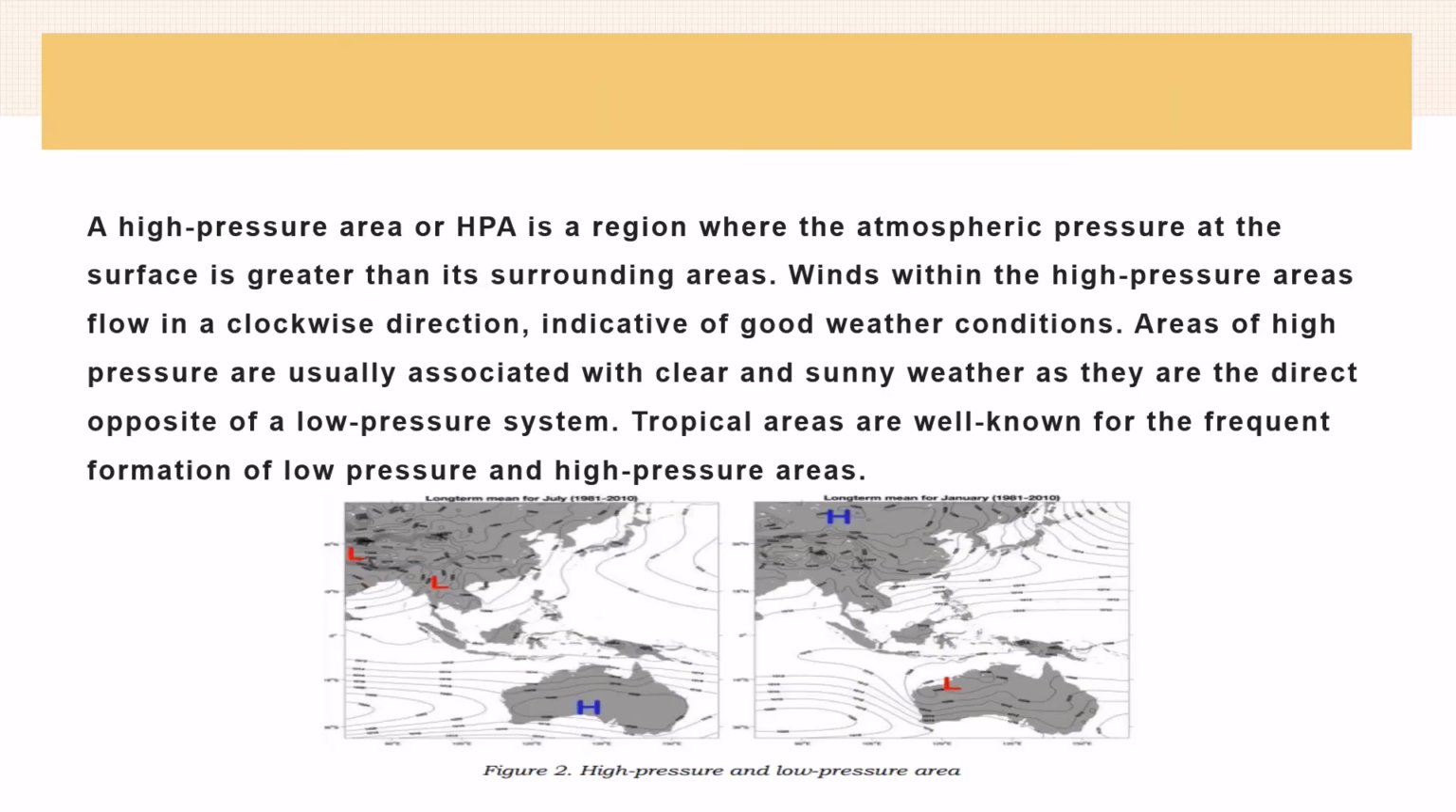A high pressure area, or HPA, is a region where the atmospheric pressure at the surface is greater than its surrounding areas. Winds within high pressure areas flow in a clockwise direction, indicative of good weather conditions. Areas of high pressure are usually associated with clear and sunny weather, as they are the direct opposite of a low pressure system. Tropical areas are well known for the frequent formation of low pressure and high pressure areas.